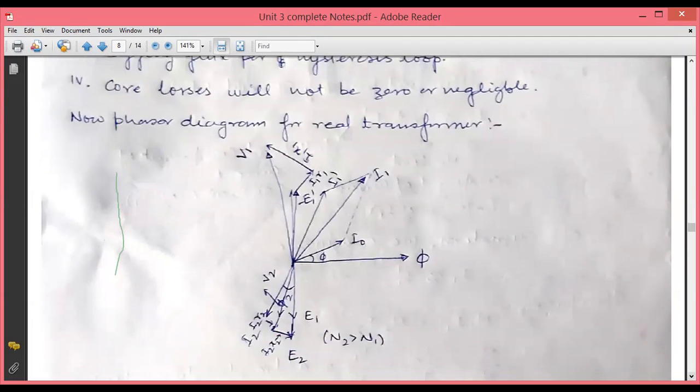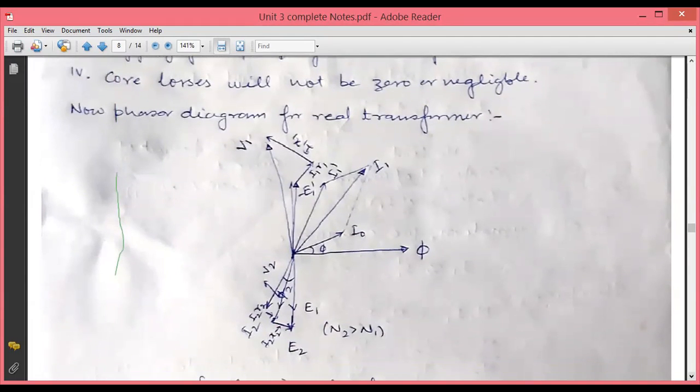Now coming to the phasor diagram which we had just drawn for the ideal transformer, we are going to draw the same phasor diagram for the real transformer with the conditions of R1 and X1. The primary and secondary windings both have resistance, and there is now leakage flux. Therefore, to compensate for the leakage flux, we consider that the primary and secondary windings have leakage reactances X1 and X2.